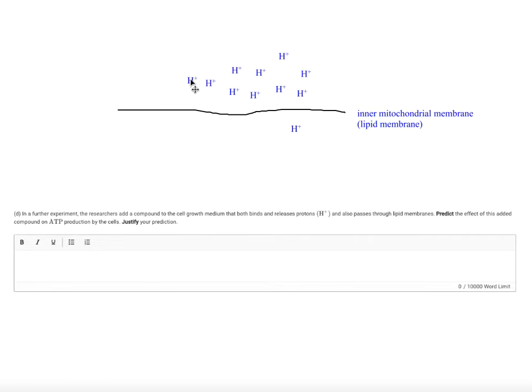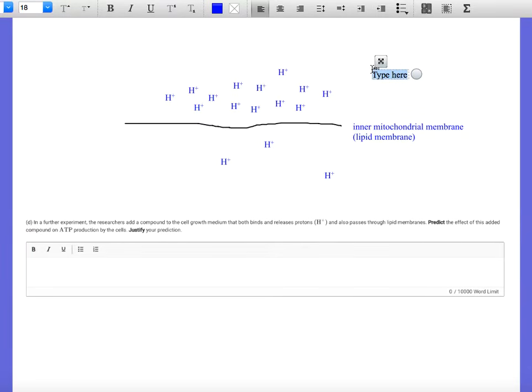So let's just get a quick idea of where we are here. And there might be a few down here, but most of them are going to be up here because these are being pumped out and into the inner membrane space. So again, let's just label our geography here. So this is going to be the inner membrane space.